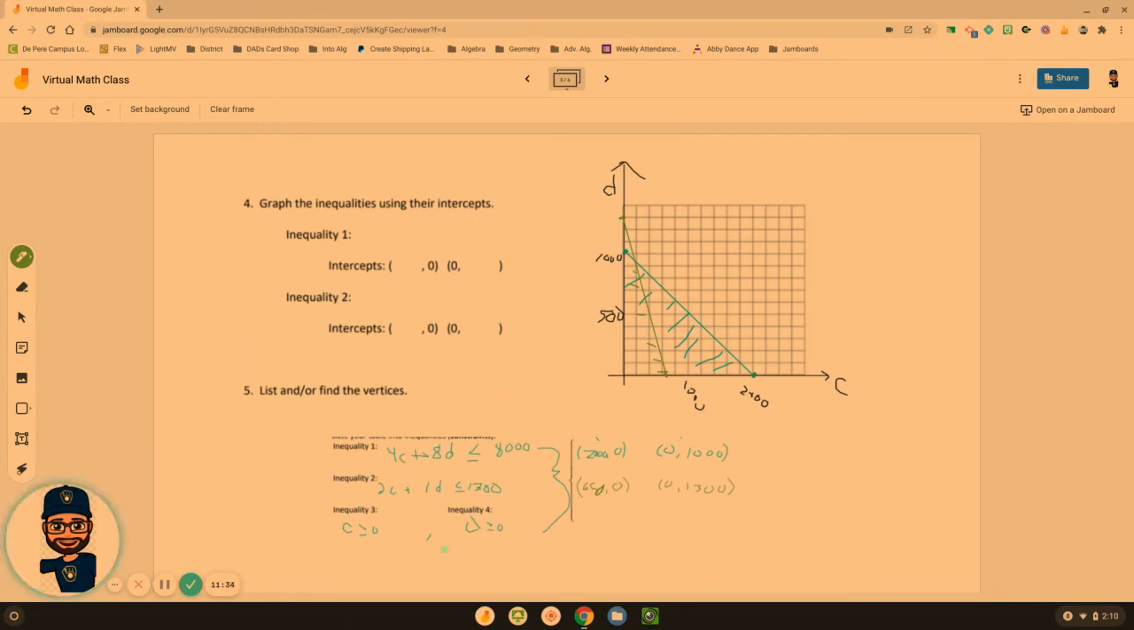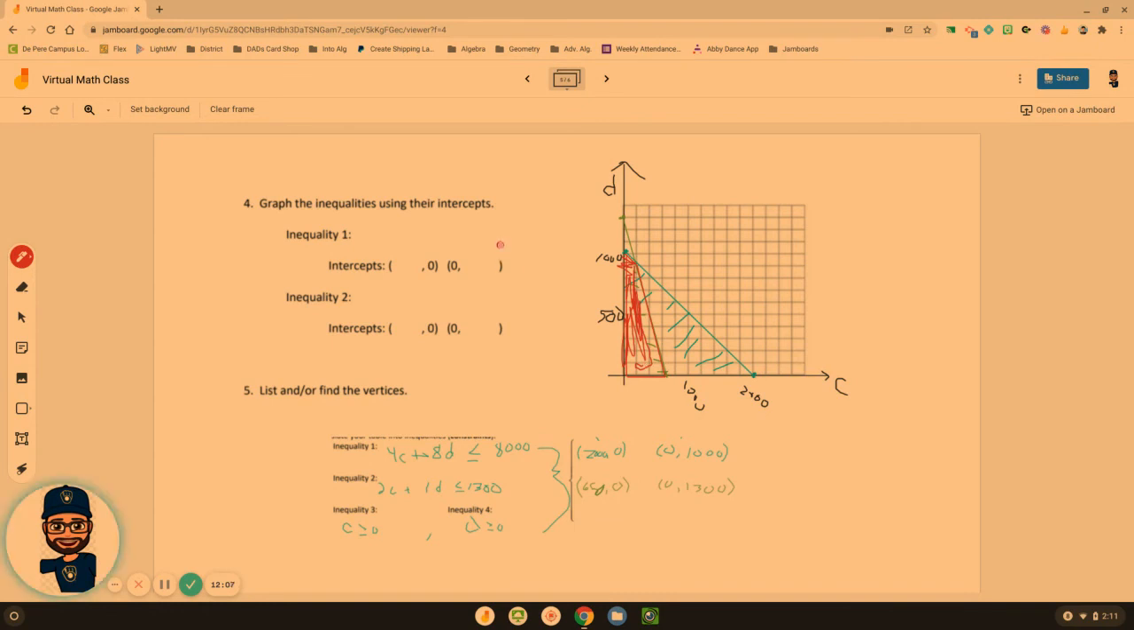Our last two inequalities say we have to be greater than 0 on the x, or the C's, and greater than 0 on the y, or the D's. So in a sense, our feasible region is this region, just in red. We are stopping right there. So that's our feasible region. That's what will work in both of the inequalities.